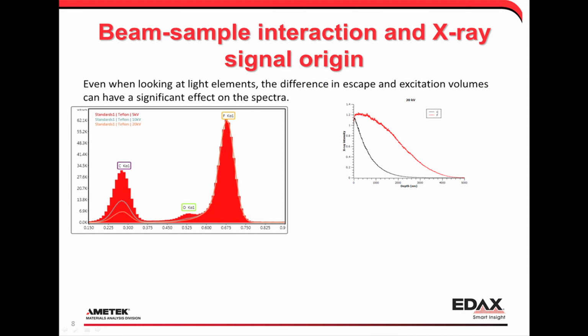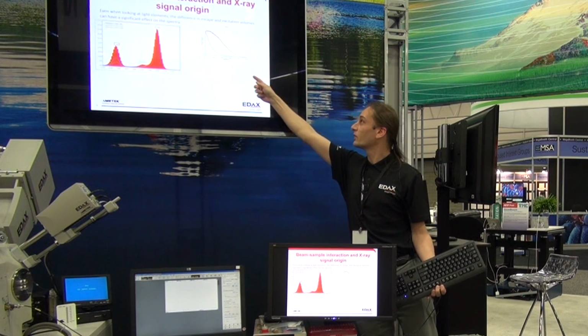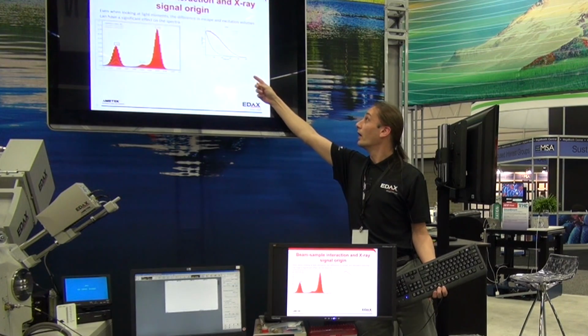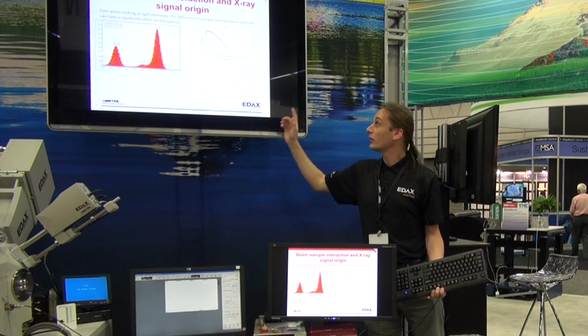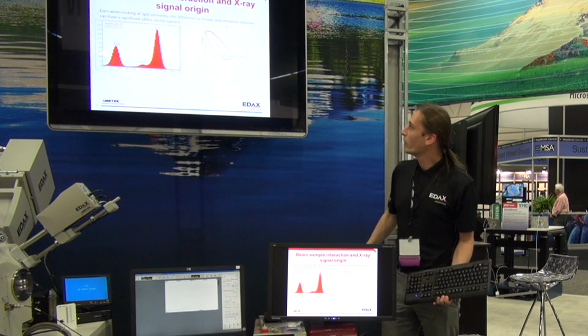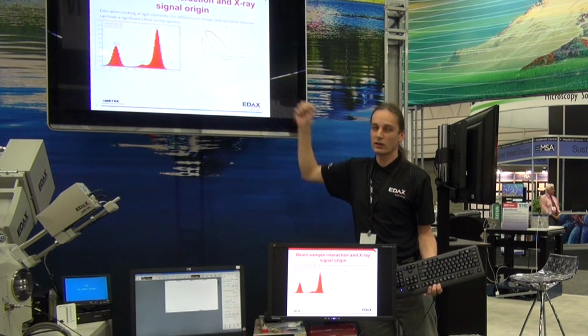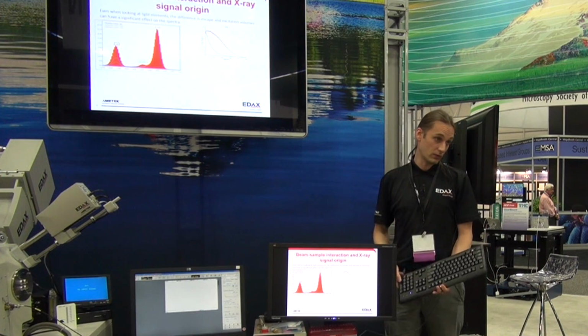If we run the simulations, you'll get something like this. You can see the red line is fluorine, and this is the detected X-rays. You can detect X-rays that were generated as far down as 4 microns roughly in Teflon at 20 kV. Whereas the carbon, we're starting to trail off around 2 microns.